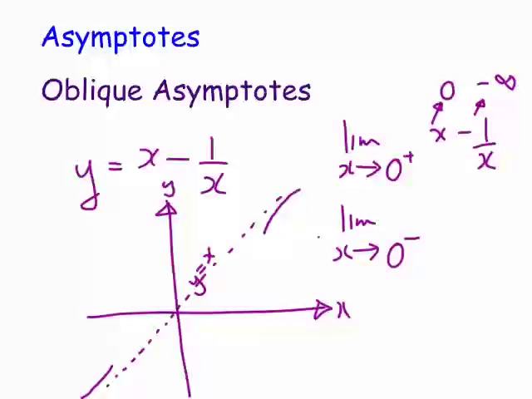And the limit as x goes to 0 from below, what happens here? Well, we have x minus 1 on x. Yes, the x term will go to 0, and this will go towards positive infinity. Now, how do I know that?